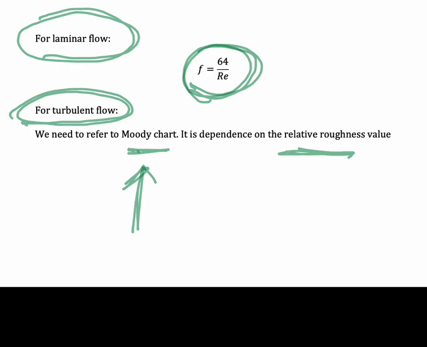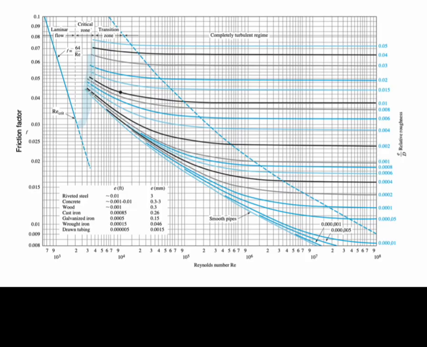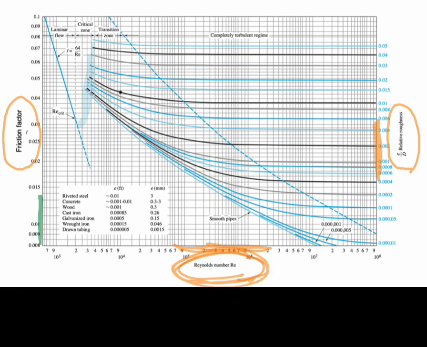So what is the Moody chart? This is an example of a Moody chart. If you see here, we have the left hand side y-axis, which shows the friction factor. We have an x-axis here that shows the Reynolds number, and the right hand side y-axis shows the relative roughness. So the basic idea is we need to determine these two parameters first, the Reynolds number and the relative roughness. Then, for example, we have a line here.